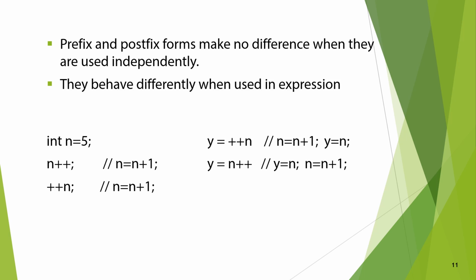Okay, and second, when we say y = n++, this is postfix form. In postfix, we have said that the value will be used first. The operand will be used first and then it will be incremented or decremented. Therefore, here the value of n will be assigned to y first and then it will be incremented. Therefore, y = n and then n = n + 1. So this is how prefix and postfix behave in an expression.